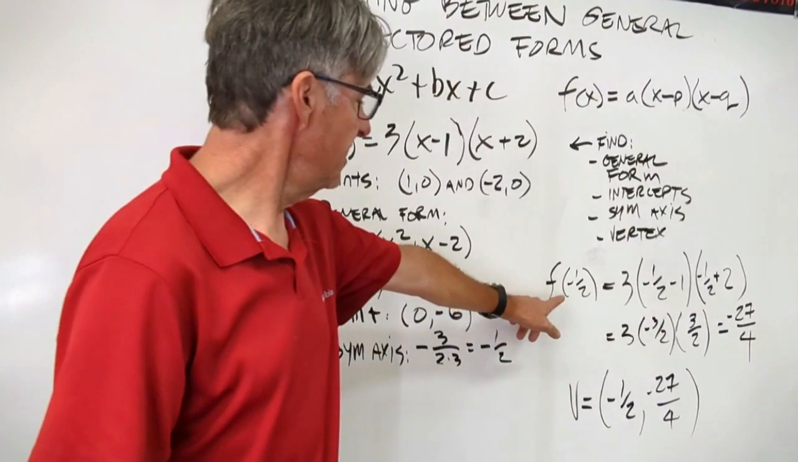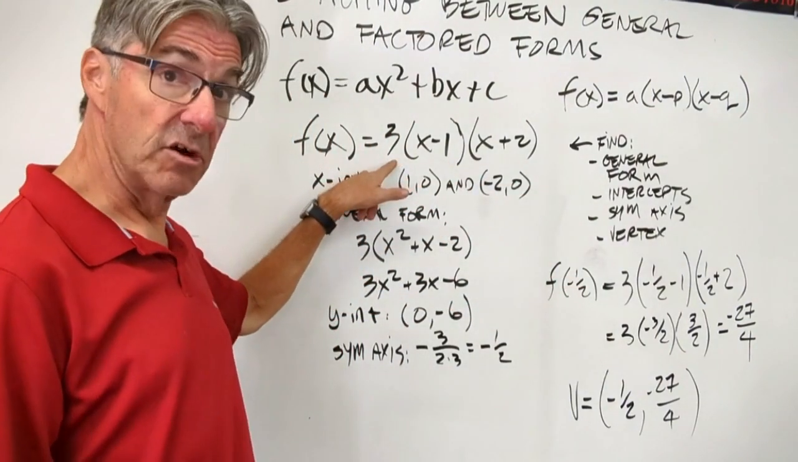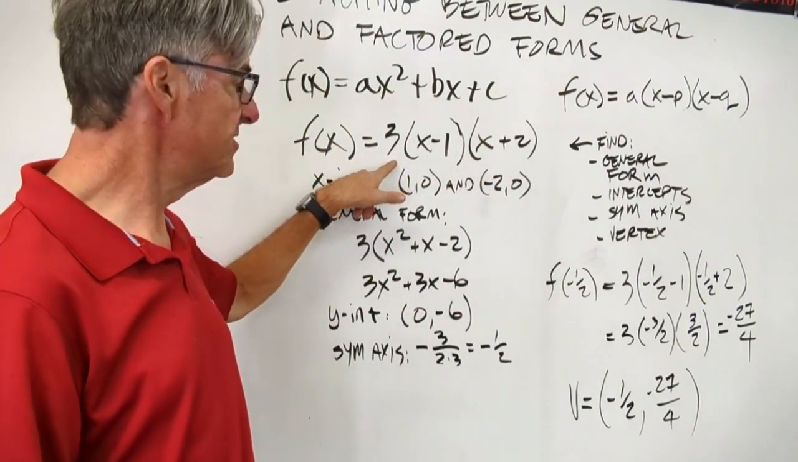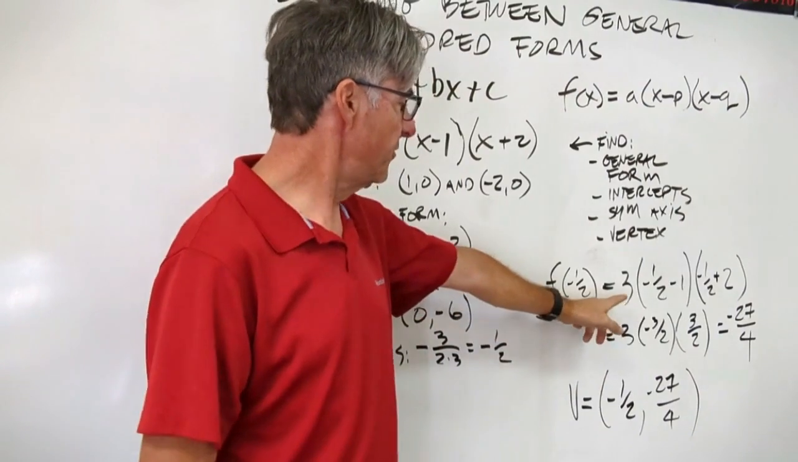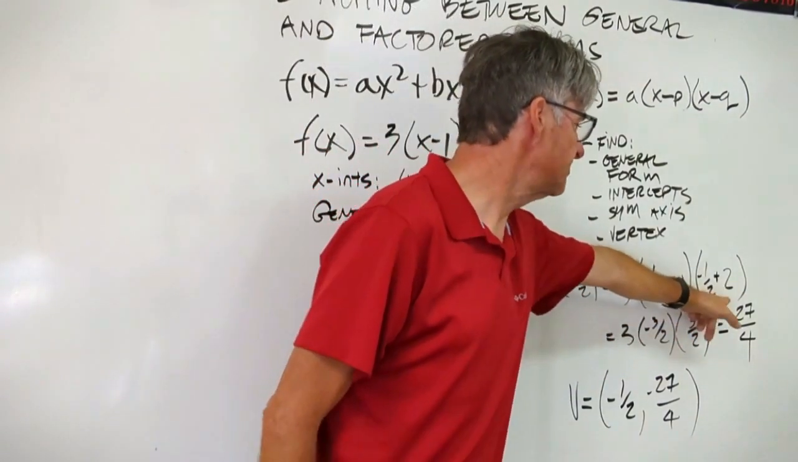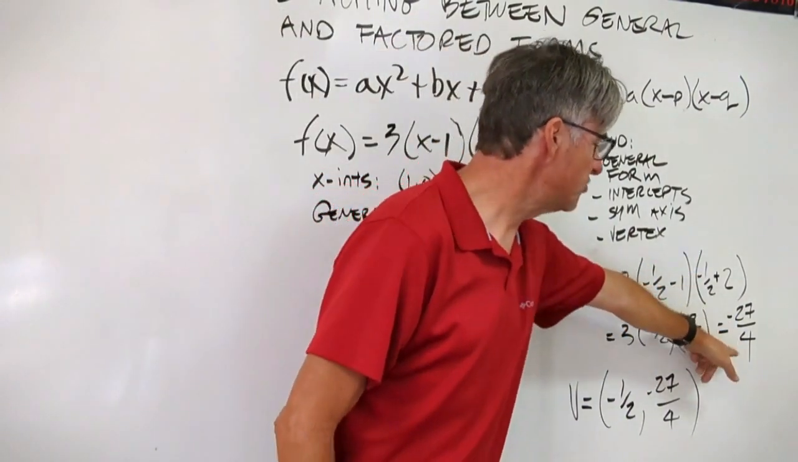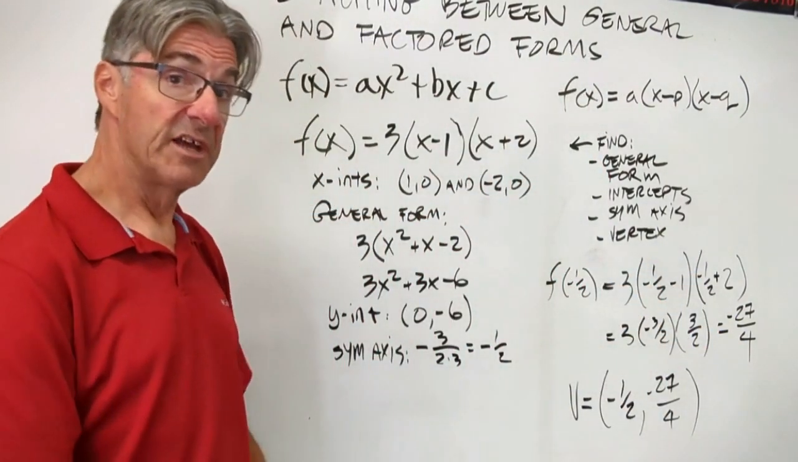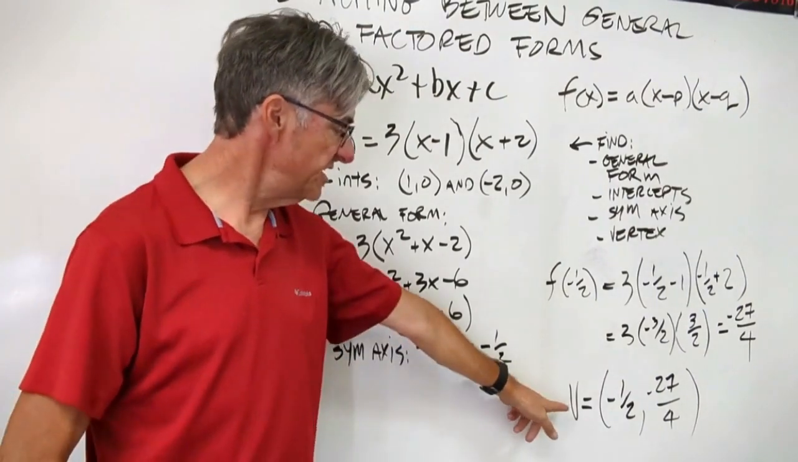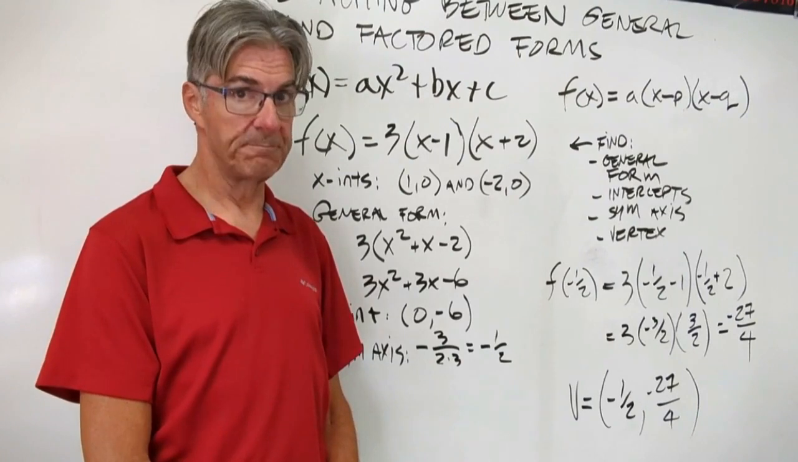So what I'm doing is f of negative 1/2, and I'm using my factored form of the function to do this math. So what I have is 3 times minus 1/2 minus 1 times minus 1/2 plus 2. I work that through, multiply straight across, I get minus 27 over 4 as my y-coordinate. So my vertex is at minus 1/2, minus 27 over 4.